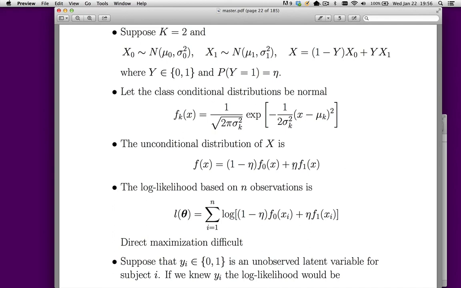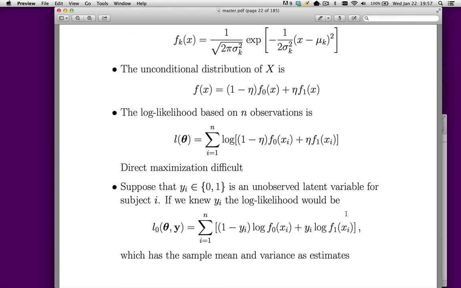So if the observations are independent, we'll multiply the observed PDFs. Now we'll take the log of that product, and therefore we get this sum. So this is our log likelihood function, and this is what we have to maximize. Problem is, direct maximization is very difficult. There are no good starting values. And so what we usually tend to do is use the EM algorithm to optimize this.